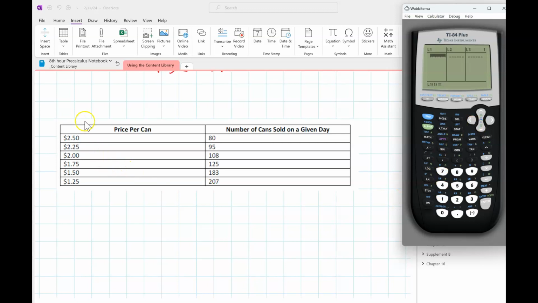All right. Now what I'm going to do is enter the price per can in L1 and the number of cans into L2. So to do that, I just put my cursor on the first spot, type in my number and press enter, and then just keep on going. Do that now.